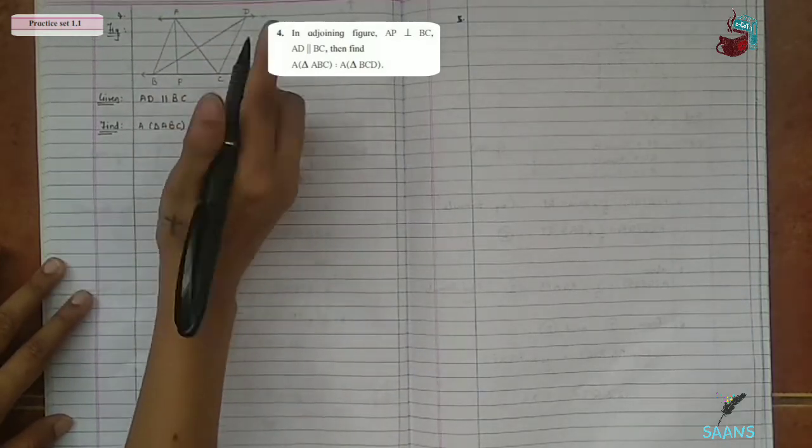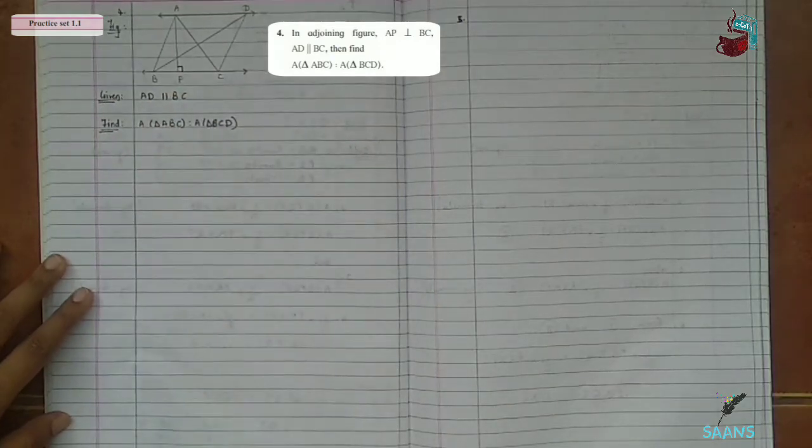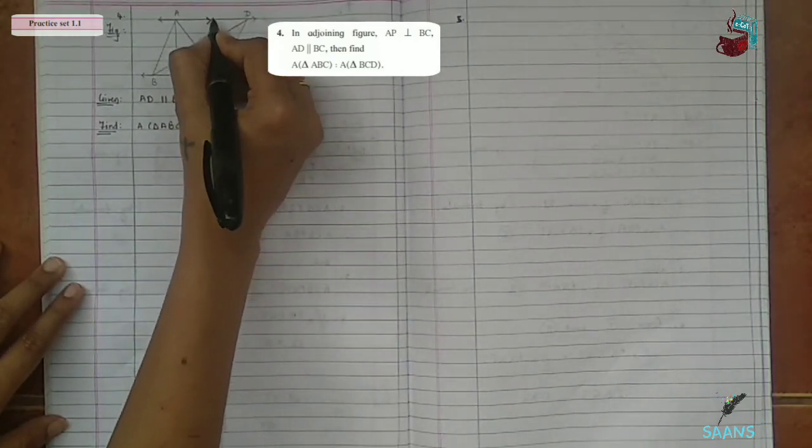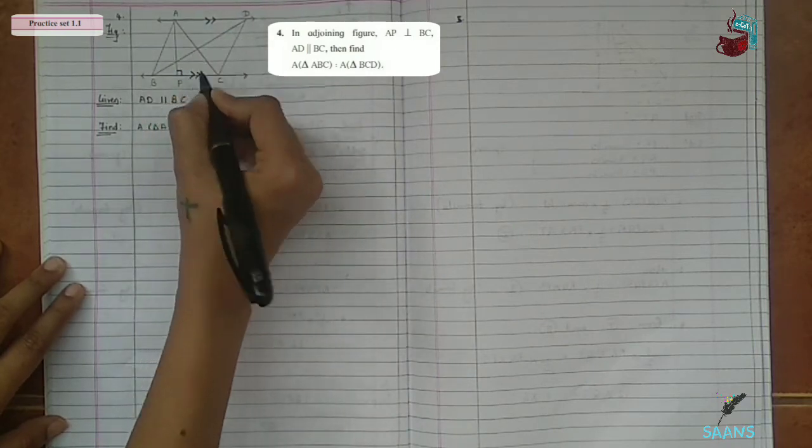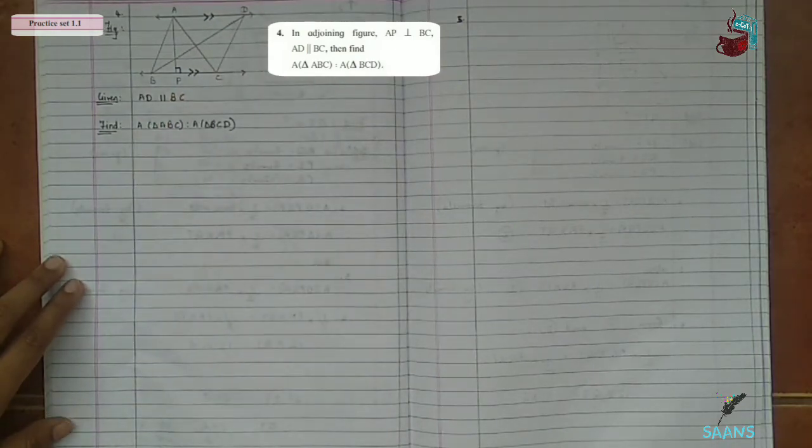AP is perpendicular to BC. Okay, let's see what else. AD is parallel to BC. It's okay to do markings, but don't do it with pen, do it with pencil. I do it with pen to show you.